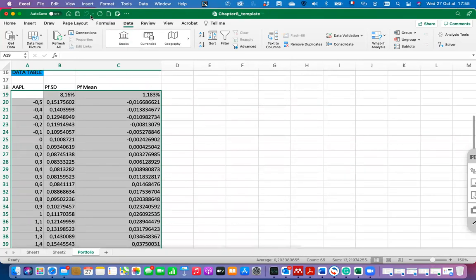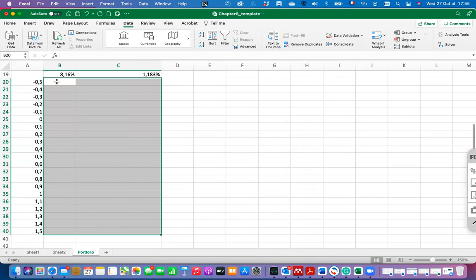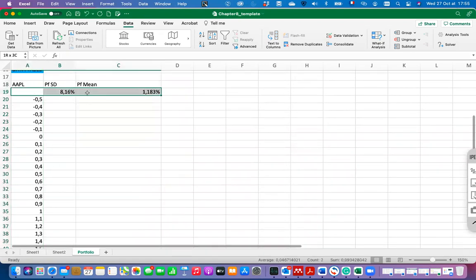Let's do it again. Clear everything. So we have to select all the table.